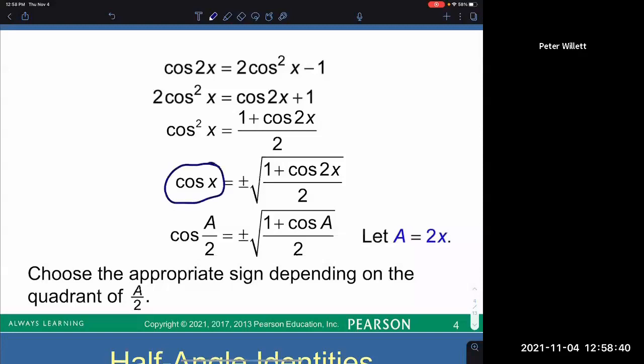So here's cosine of x, and in the expression there is only twice that angle. That means the x value in cosine is half of the x angle on the cosine on the right. On the left, you have x, on the right, you have 2x. So the angle on the left is half the angle on the right. And then they say, all right, let a equal 2x and replace, and then you get this half angle formula.